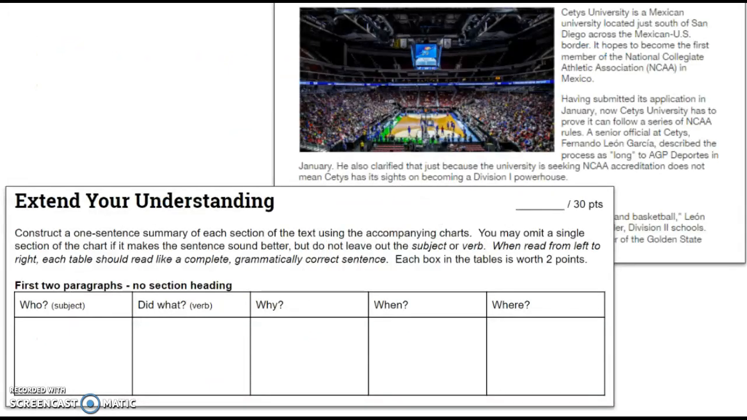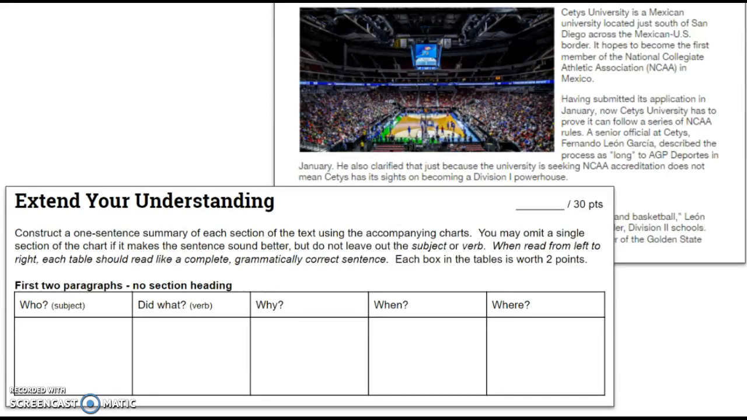For the Extending Your Understanding activity, the directions say, construct a one-sentence summary of each section of the text using the accompanying charts. You may omit a single section of the chart if it makes the sentence sound better, but do not leave out the subject or verb. When read from left to right, each table should read like a complete, grammatically correct sentence. Each box in the tables is worth 2 points.